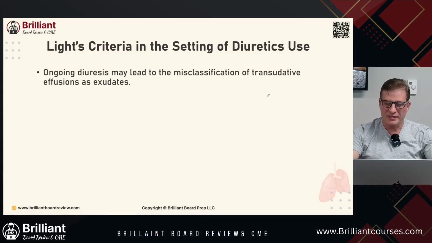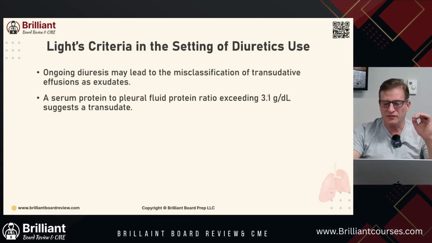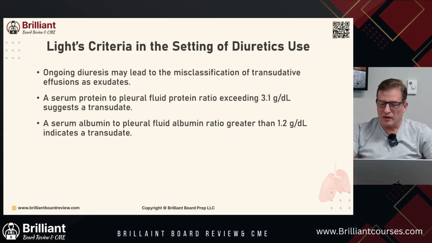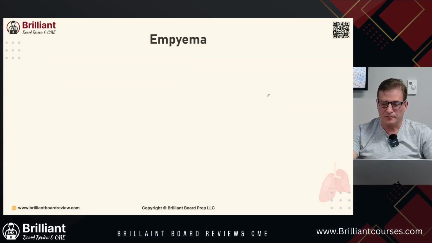So let's go back to that again. Ongoing diuresis may lead to misclassification of transudative effusion as exudates. So using a different cutoff, a serum protein to pleural fluid protein exceeding 3.1 suggests a transudate. A serum albumin to pleural fluid albumin ratio greater than 1.2 indicates a transudate. So this is when you would get the fluid albumin levels if the patient is being diuresed. So you would get the fluid and your serum.